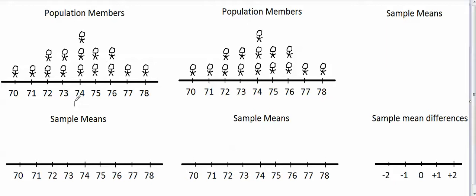You'll get the mean of this population. If I did it, it would be 74. Put population mean right there. Do the same thing here. Add the 15 numbers, divide by 15. You get the mean of population 2.